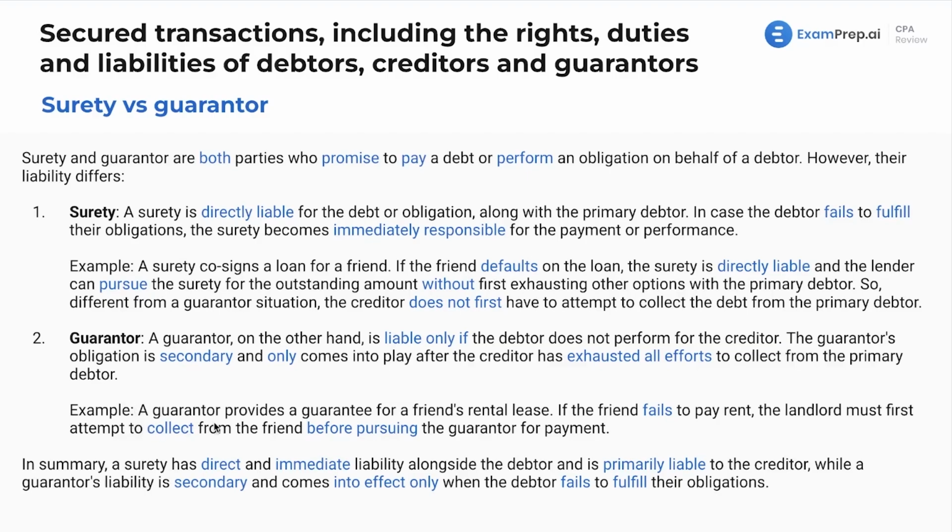An example here, a guarantor provides a guarantee for a friend's rental lease. If the friend fails to pay the rent, the landlord must first attempt to collect from the friend before pursuing the guarantor for payment, meaning putting letters on the door, calling them, just doing various activities. We'll talk about that as well. In summary, a surety has a direct and immediate liability alongside the debtor and is primarily liable to the creditor, while a guarantor's liability is secondary and comes into effect only when the debtor fails to fulfill their obligations. All right, making sure we understand the differences there, super important as we get forward.